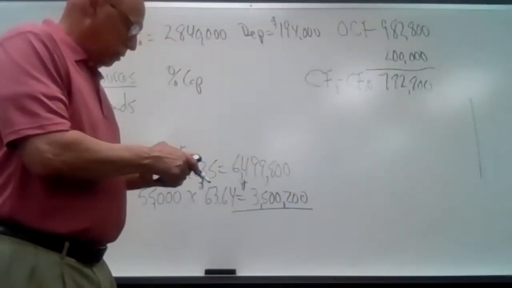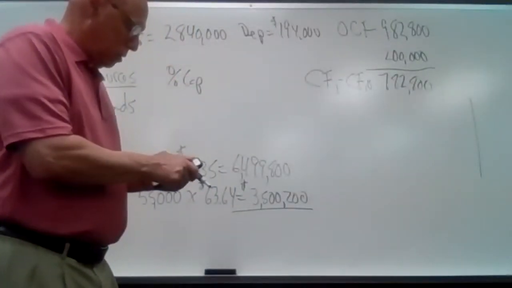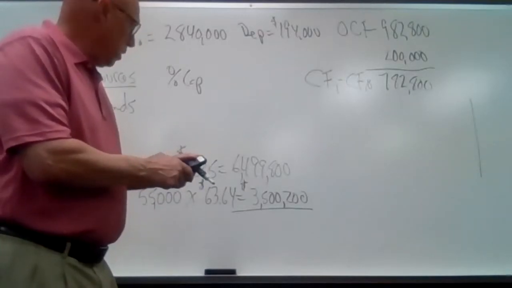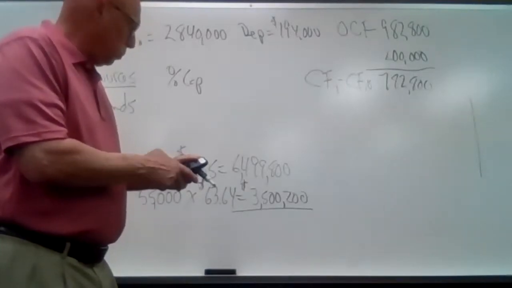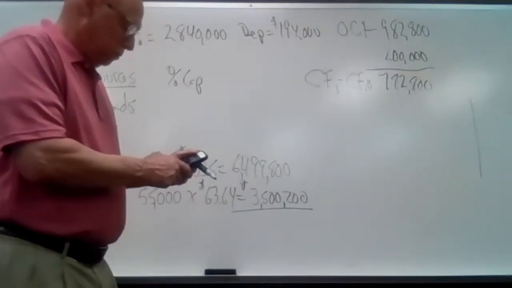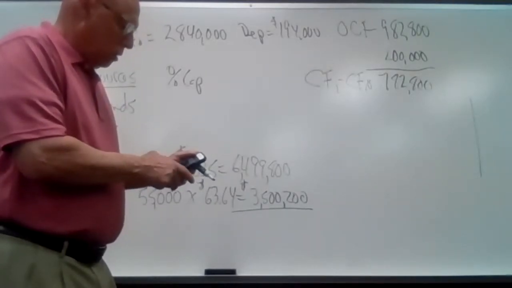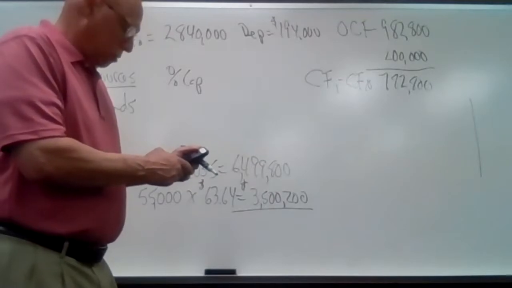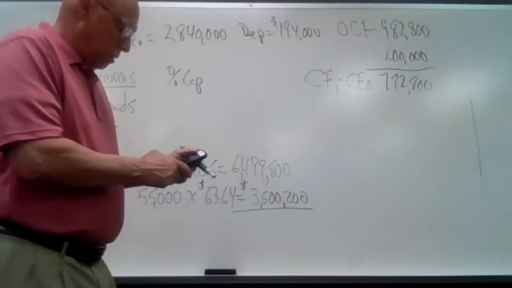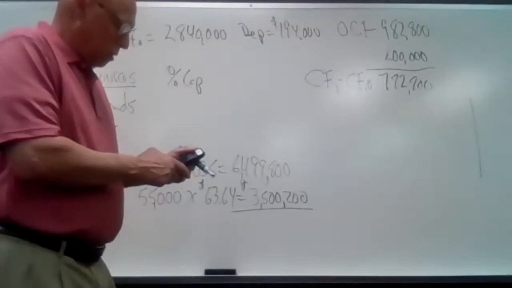All right, let's clear this. So we have 6,499,800, which is pretty doggone close to 6,500,000, right? Plus 3,500,000. 200.